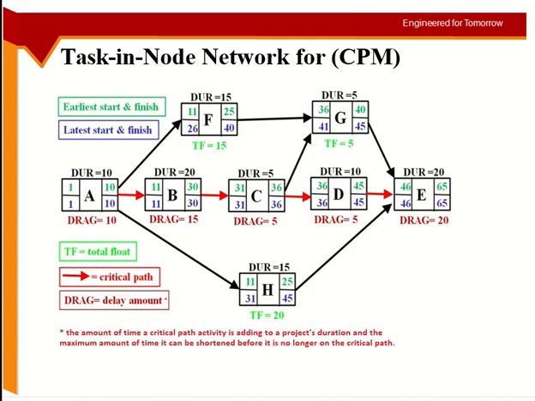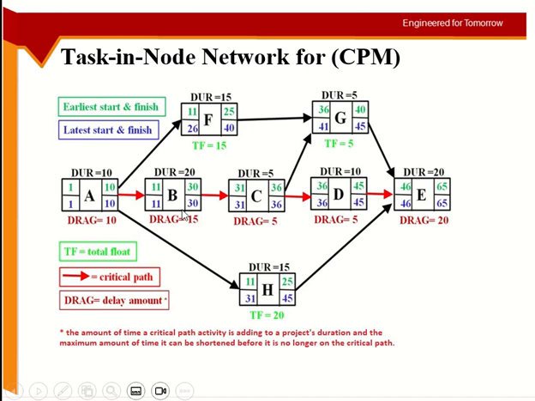Okay, so for example, what does it mean? If the duration and the drag are the same amount, that means I cannot reduce the duration of this activity without removing it from the critical path. If the duration and the drag both are the same, that means the activity is non-negotiable. It cannot be removed from the critical path.